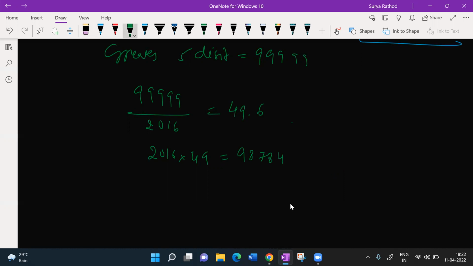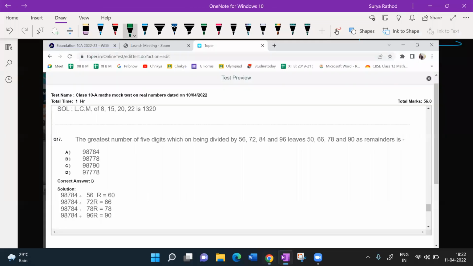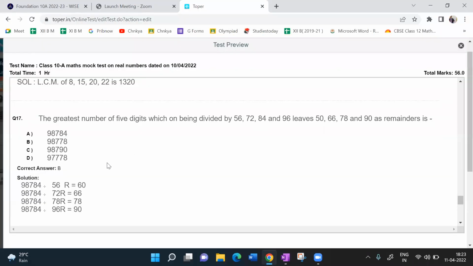Correct. So therefore, what was the remainder we were leaving? Guys, what is the remainder? We were leaving 56 minus 6, so everywhere 6. So 98,784 minus 6 is 98,778, which is the answer. Which is the option? Option B is correct. Check. Any doubt, guys? Very, very beautiful question.